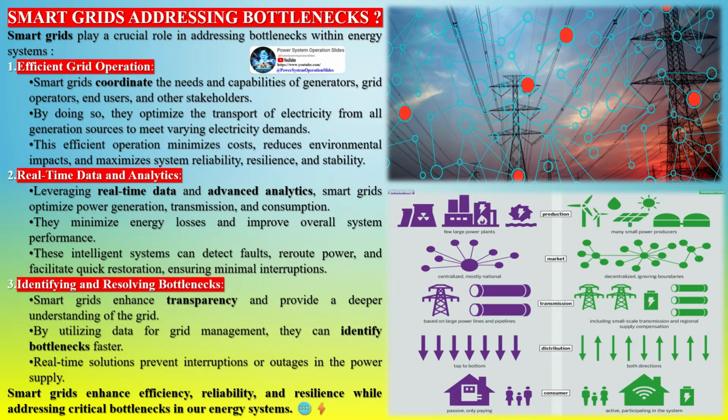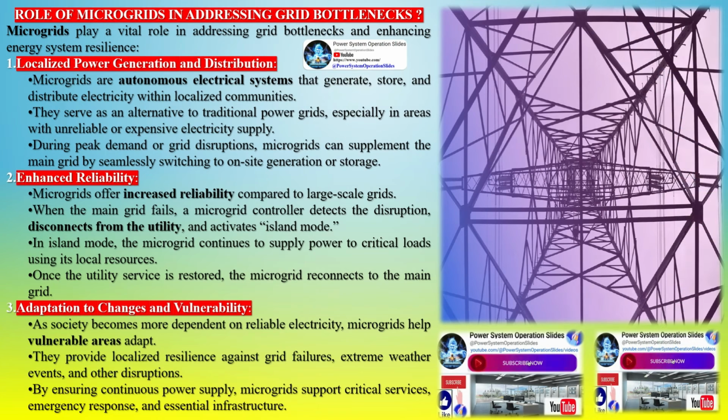Flexible AC transmission systems, FACTS. FACTS devices enhance grid stability and control. Examples include static VAR compensators, SVCs. These devices regulate voltage and improve power factor. Unified Power Flow Controllers, UPFCs. UPFCs control active and reactive power flow to optimize grid operation.